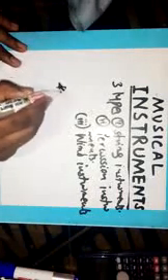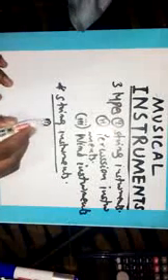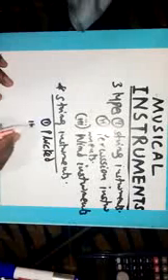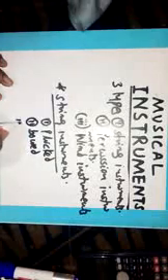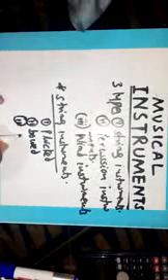Now let us begin with string instruments. As I have said earlier, these are the musical instruments which produce sound by the use of string. Now the string can be played either by plucking it, or by bowing it, or by striking it.